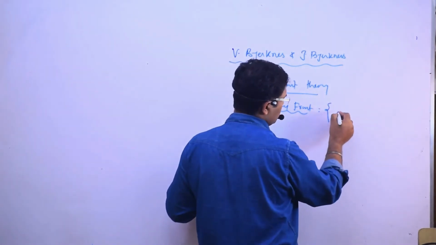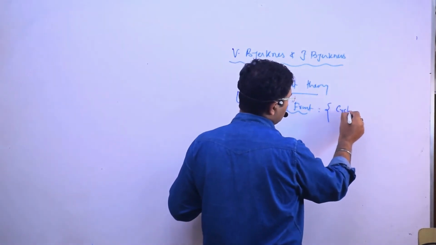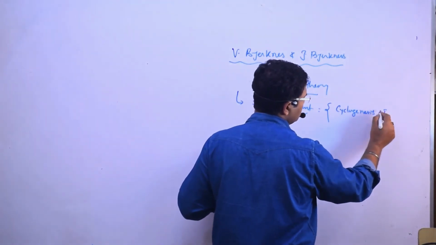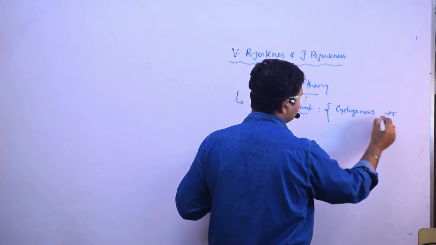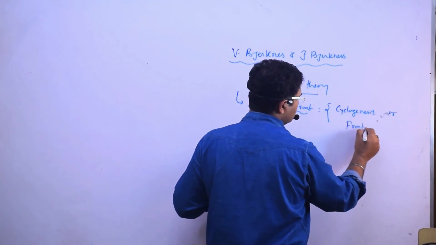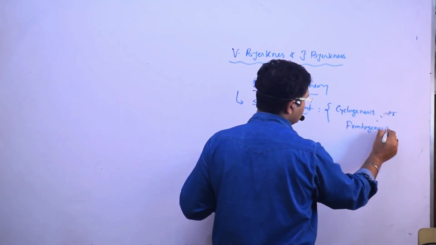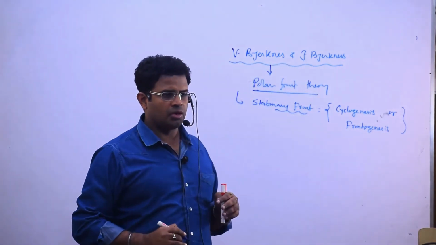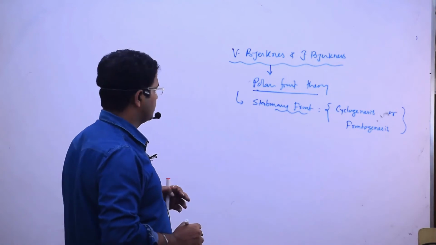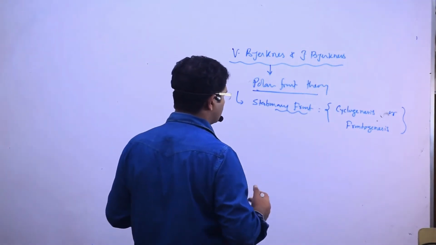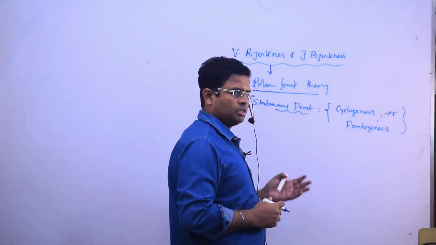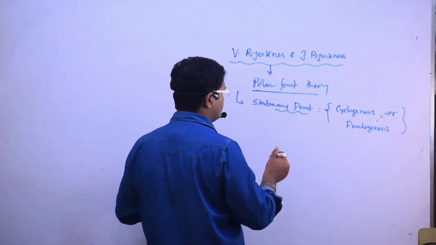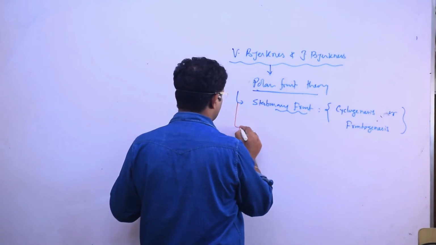Therefore it is also known as cyclogenesis or frontogenesis. These are the names. Birth of cyclone and birth of front, it is known as what? Frontogenesis or cyclogenesis. The stationary front formation is a cyclogenesis or frontogenesis.